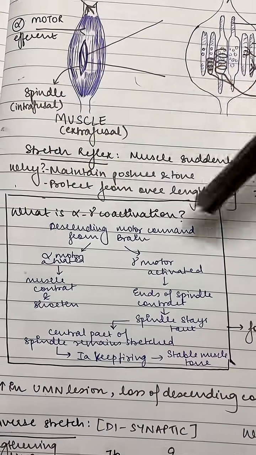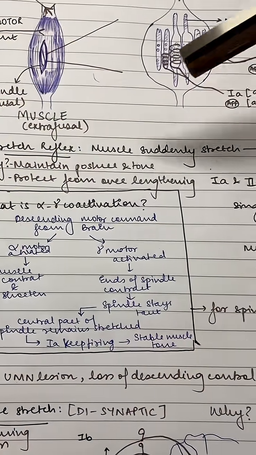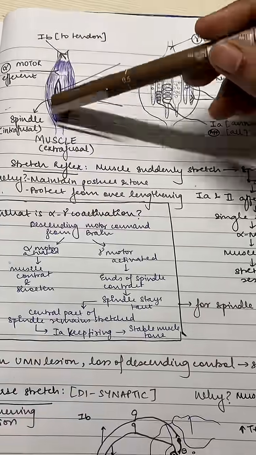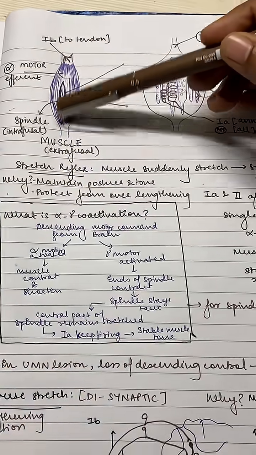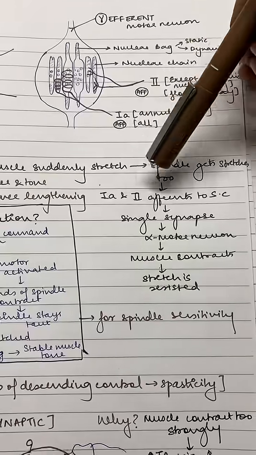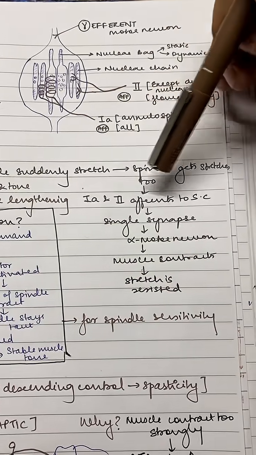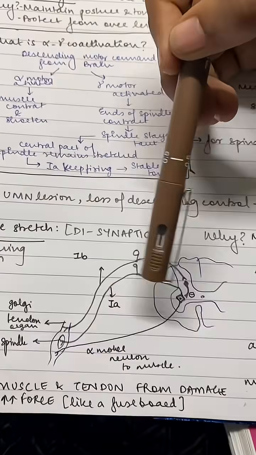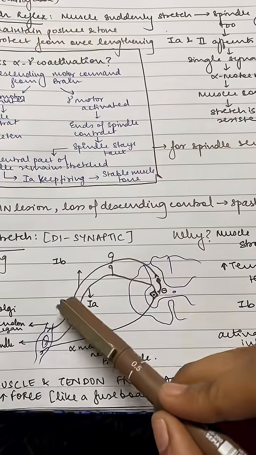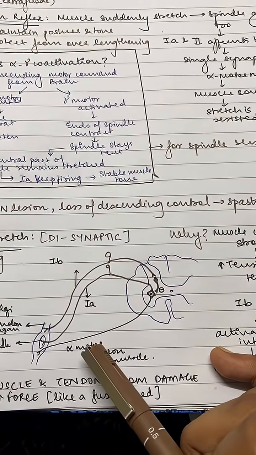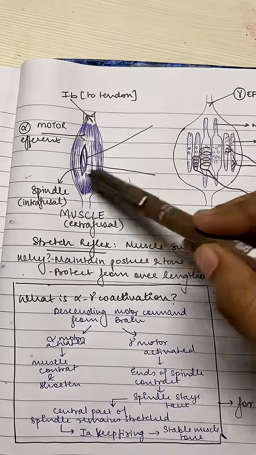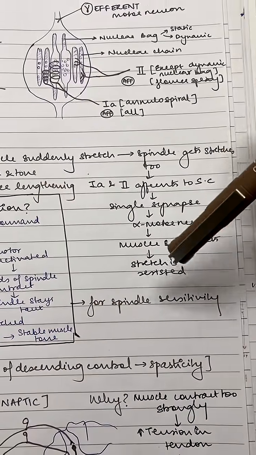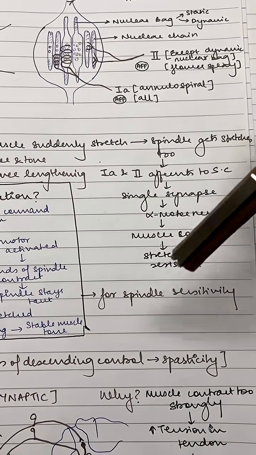What is stretch reflex? First of all, we need it so that we can maintain the posture of the muscle and prevent it from overlengthening. So when the muscle is suddenly stretched, the spindle also stretches. That senses stimulus using the type 1A and 2 afferents to the spinal cord. Here, you have a single synapse that activates the alpha motor neuron, which innervates the extrafusal muscle fibers. The muscle then contracts and the stretch is resisted.